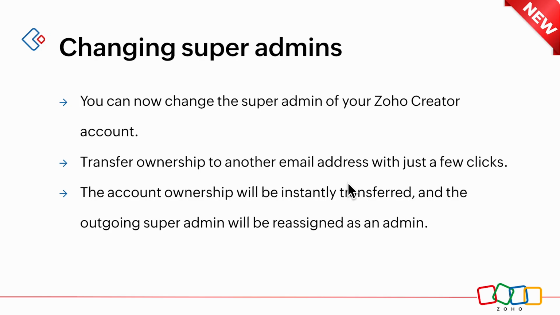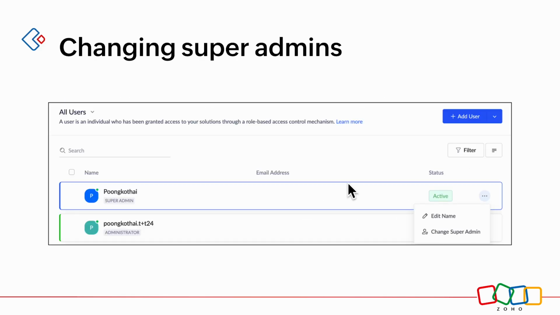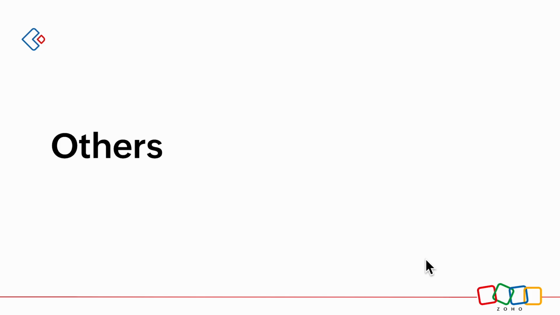You can just transfer the ownership to another email address, and once it's transferred, the super admin who has been replaced will be reassigned as an admin. That's how fast it is. Here's a screenshot. Click on the super admin, then click on more options, the three dots, and you can just click on change super admin. All this will be done in a few clicks as well. No need to wait like in a real organization. Zoho Creator does it perfectly fast.